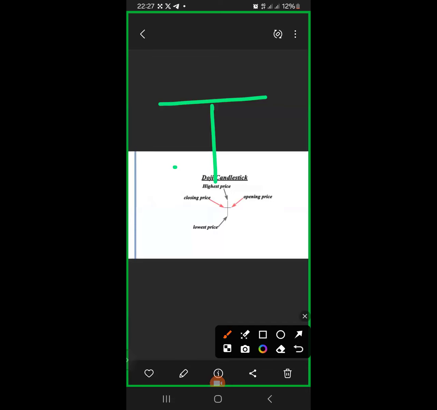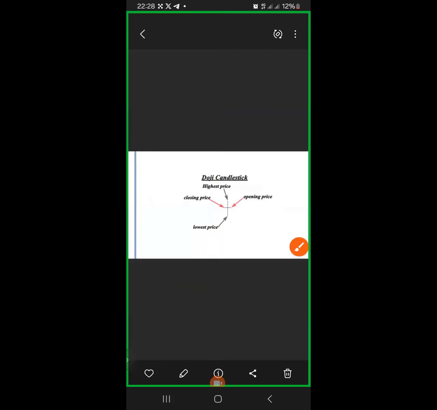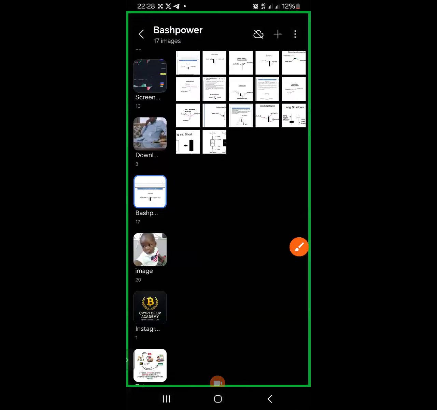Then there is what we call a gravestone doji. As you can hear the word gravestone, grave, we are ready to be taken to the grave. The market is going to go down. So this gravestone doji is found in the uptrend. The dragonfly doji is found in the downtrend.